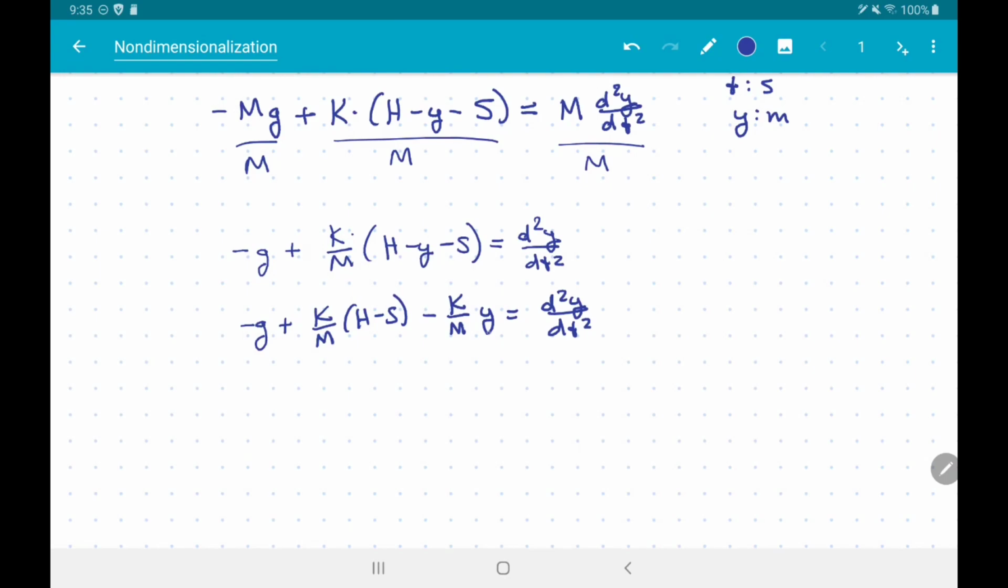Now I want to adjust y so that I can get rid of this term. This is not technically non-dimensionalization, this is kind of a change of coordinates. But if I let z be equal to, let's see, what do I want? I want y plus h minus s.